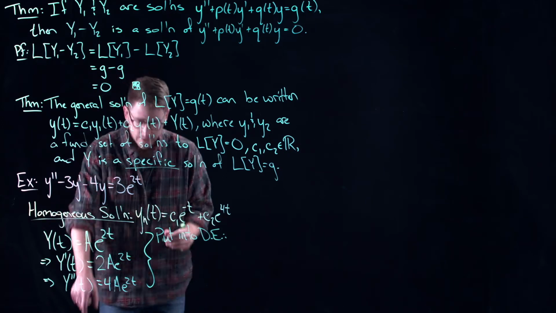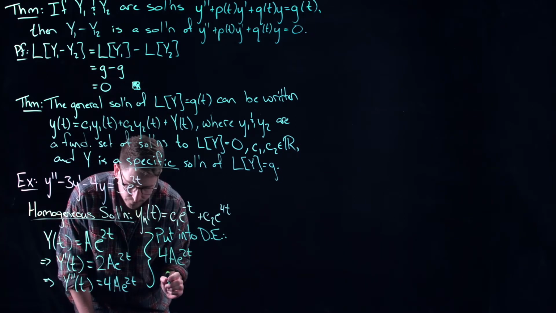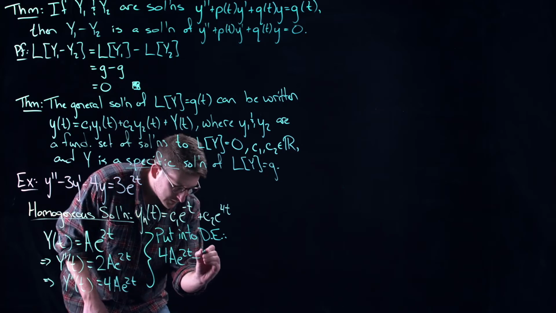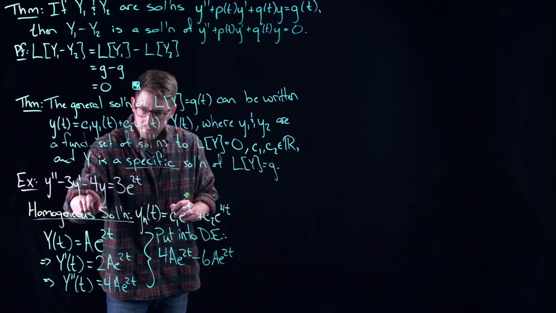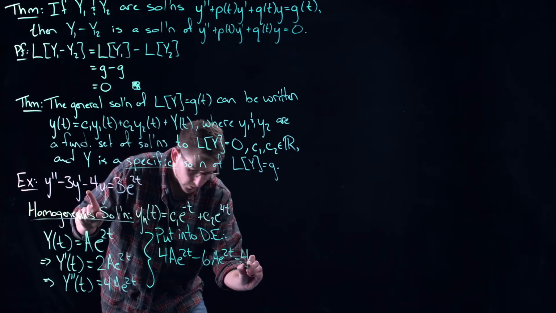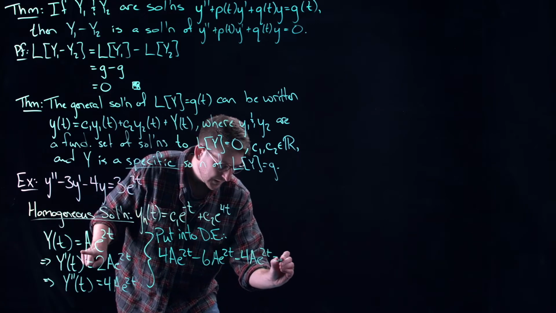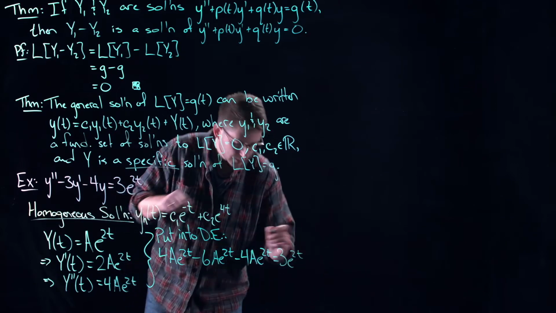Well, in this case, I get 4a e to the 2t, and then minus 3 times y prime, that's minus 6a e to the 2t, minus 4a e to the 2t. And again, that's equal to 3 e to the 2t.